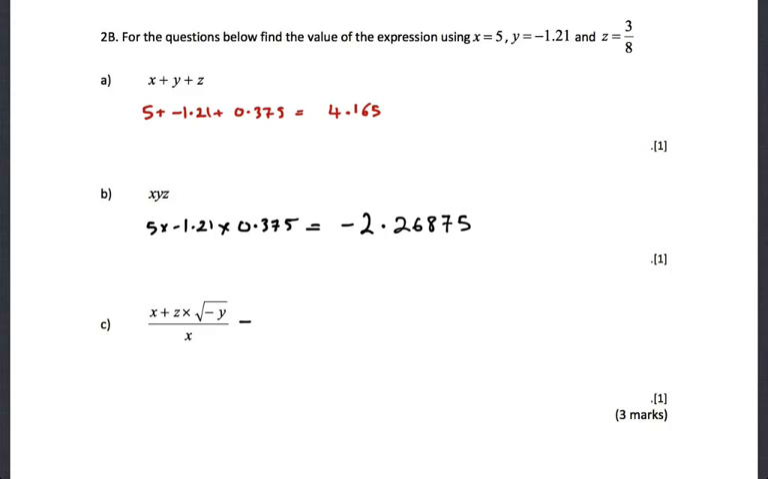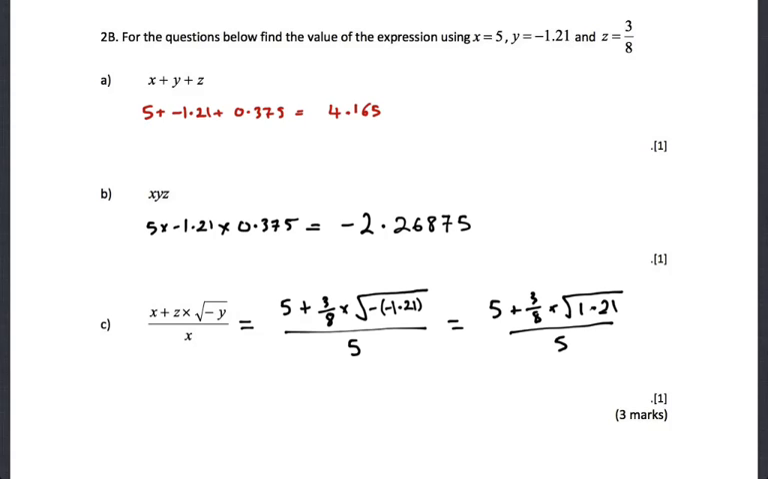In this next question, we will just make our calculator display look like the following: x plus 3/8 times the square root of negative y. A few people had a couple of problems with this because they just did the square root of y. The square root of negative y is negative 1.21, so really it's the square root of 1.21. If you got maths error in this question and you weren't sure why, it's because you were trying to square root negative 1.21 and not square rooting 1.21.